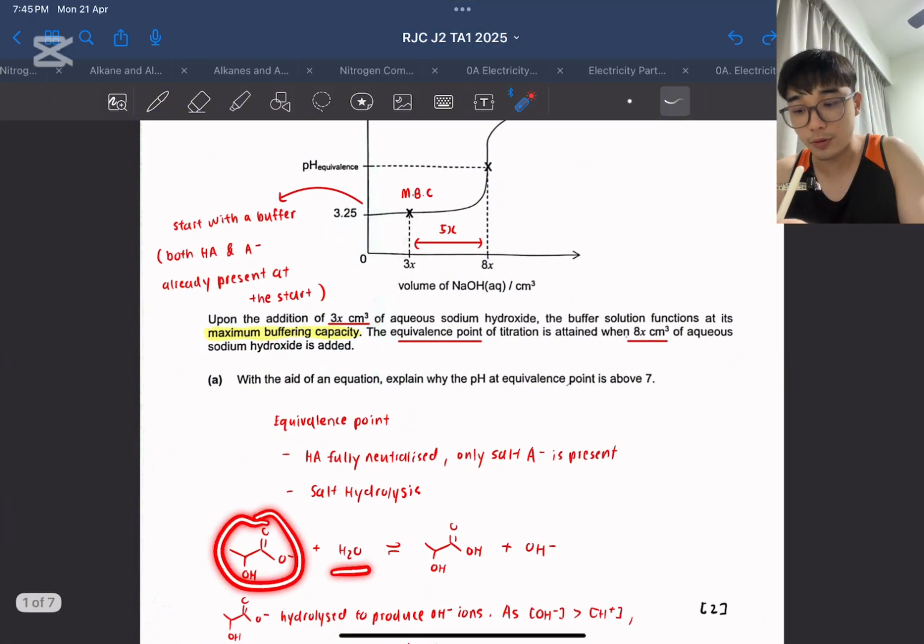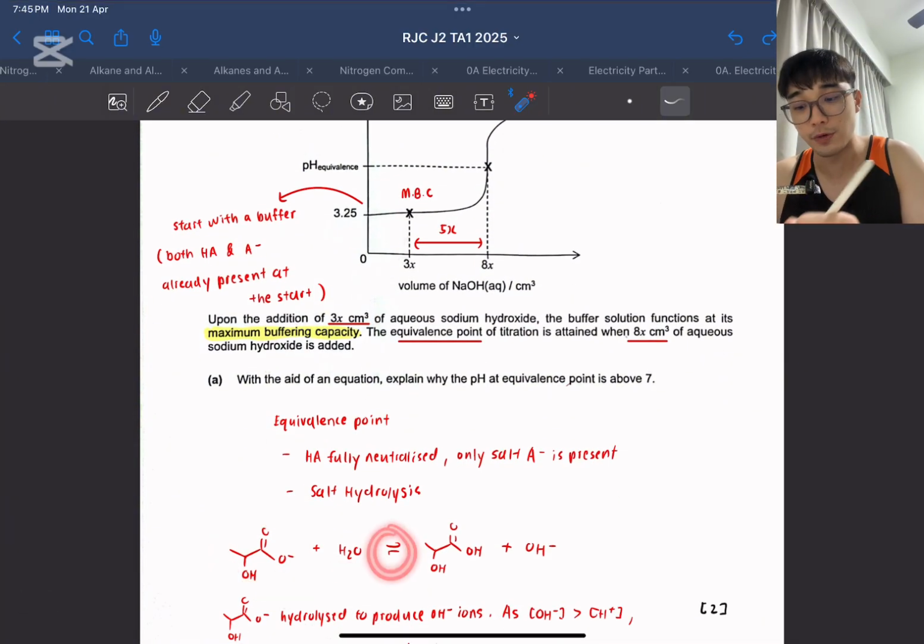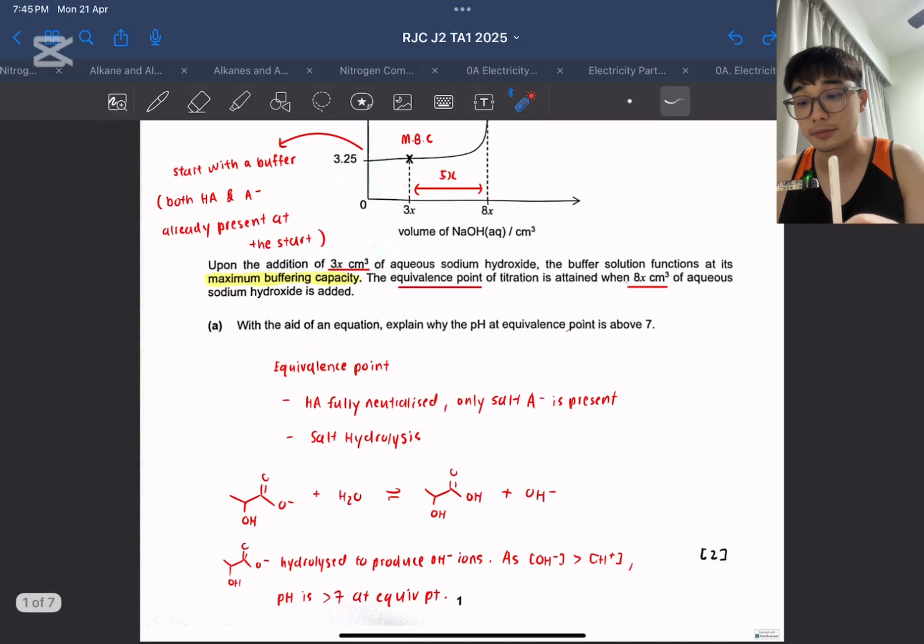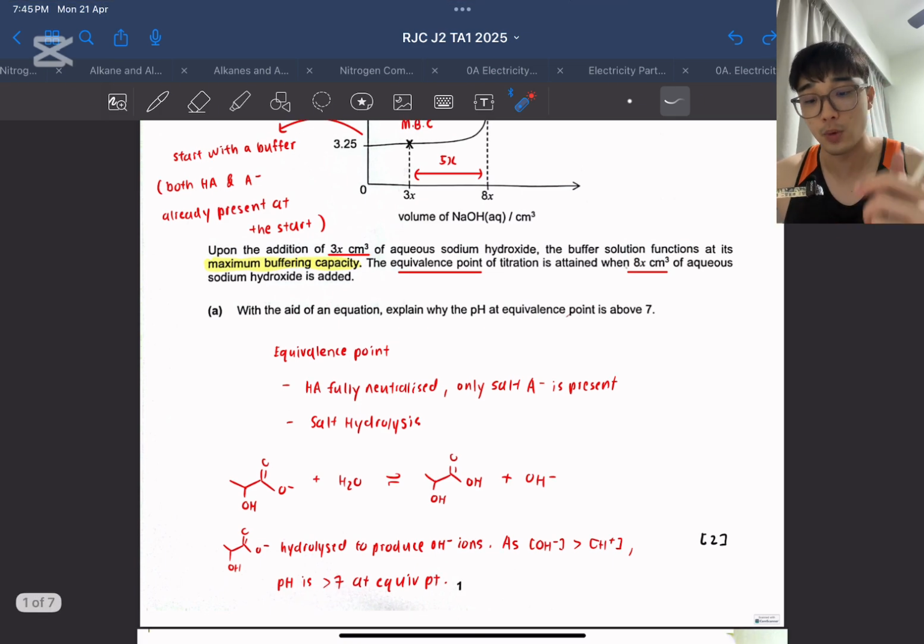Our salt is this, reacting with water. Salt hydrolysis is always reversible to give you back the acid, and at the same time, you produce OH minus. Because OH minus is produced from hydrolysis, the concentration of OH minus will now be higher than that of H plus. So now the solution is overall basic. pH is more than 7. So that's our full answer for question 1.